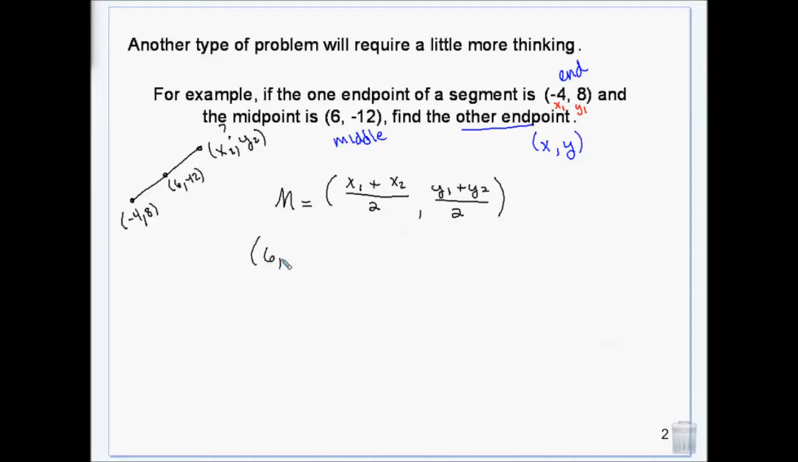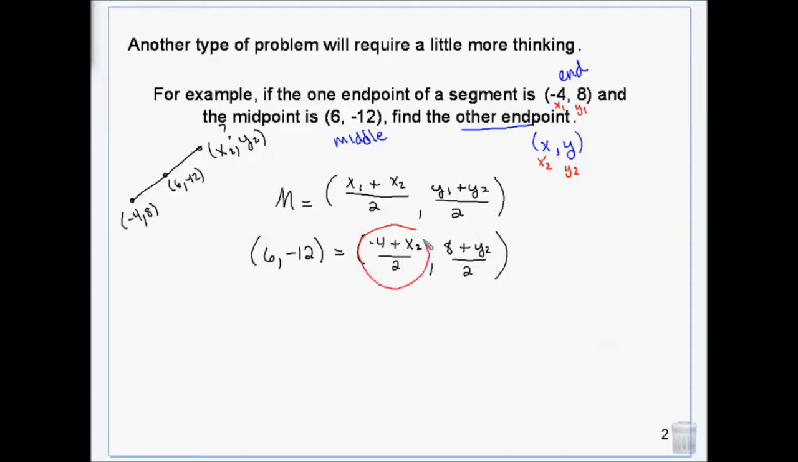Well, my midpoint is 6, -12. x1 is -4, and I said that x2, you can see this is x2, y2, was just x. Or if you want, you can put the little 2 under there if that keeps things clear. And then I have y1, which is 8, but I don't know y2. And so now I have to solve these to find these missing values.